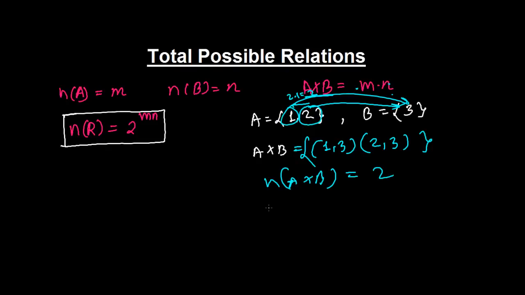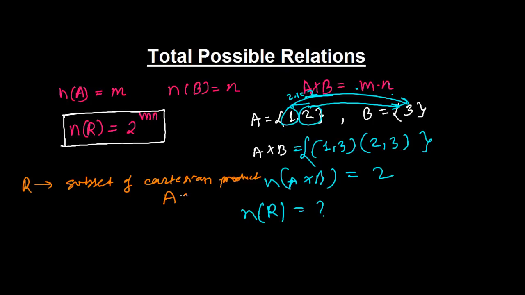Now the question is, how many relations are possible? How many elements will be in the set of relations R? That is very clear if you remember the definition of R. A relation is a subset of the Cartesian product, that is A cross B. I didn't say how many elements the subset has; I haven't defined that. So the total possible relations are the total possible subsets of the Cartesian product. How many possible subsets can we prepare from this A and B?